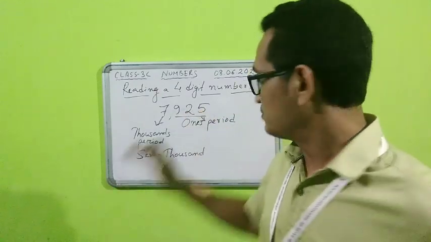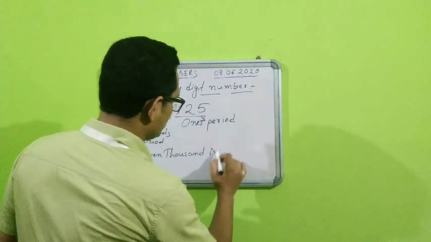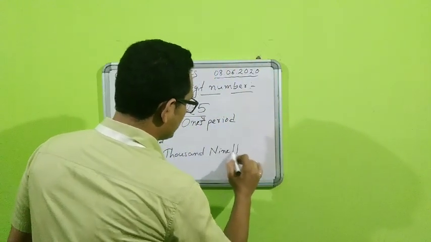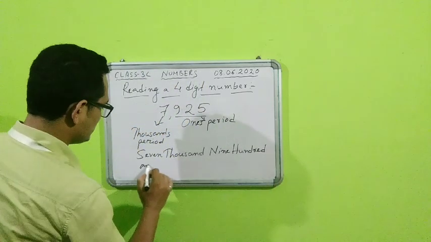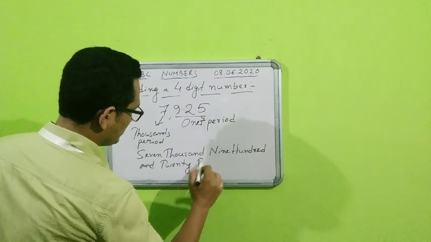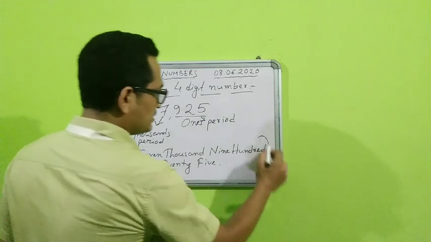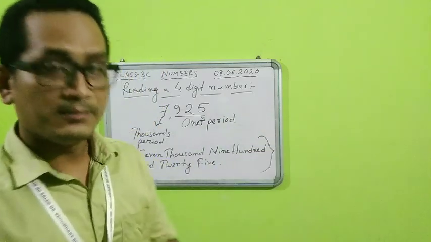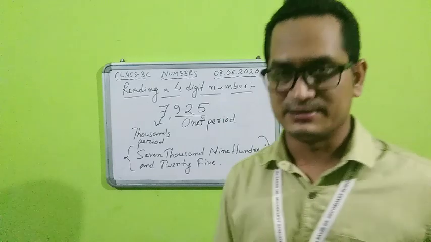So it will be 5. So it is 925, but that has to be said together. So that means we have to write now 925. So see student, this becomes the name or the number name of the complete number of this 4-digit number.